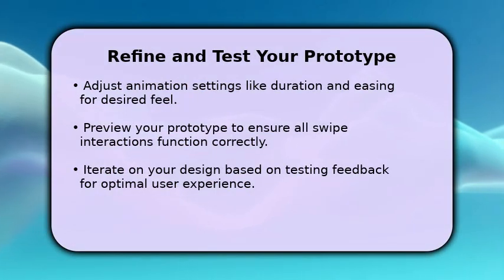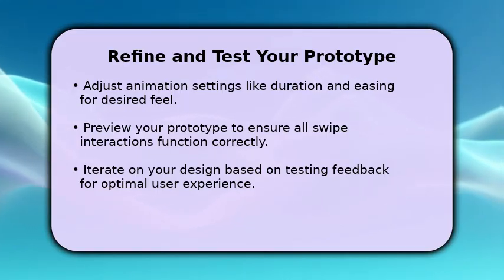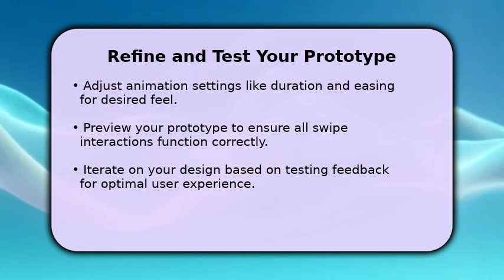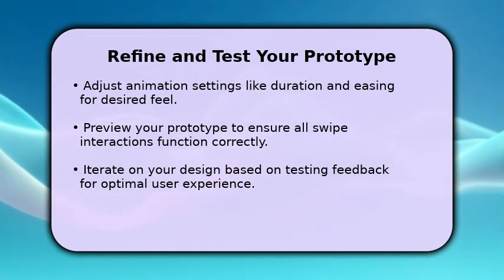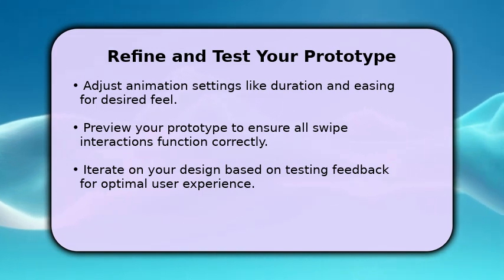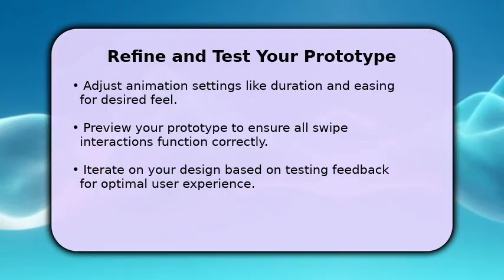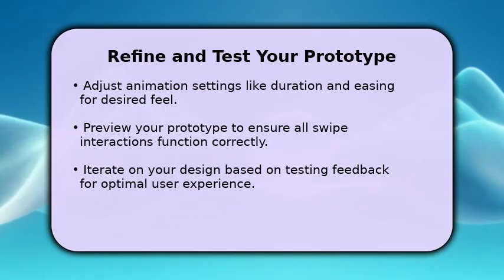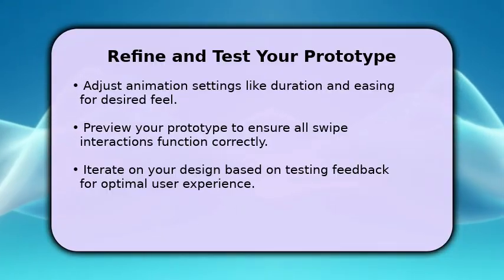Finally, let's refine and test your swipe prototype. After setting up all your connections, you can fine-tune the animation duration, perhaps to 300 milliseconds, and experiment with different easing options like ease out for a more natural feel. Click the Present button to preview your prototype. Swipe through your frames to confirm that all interactions work as intended. Make any necessary adjustments to achieve a polished and intuitive user experience.